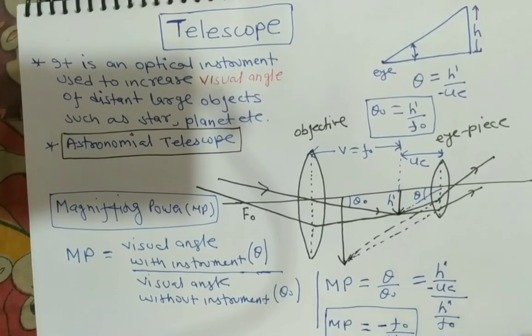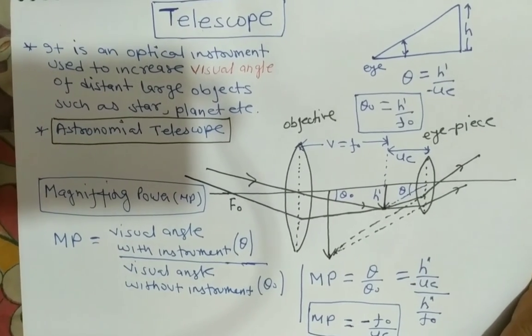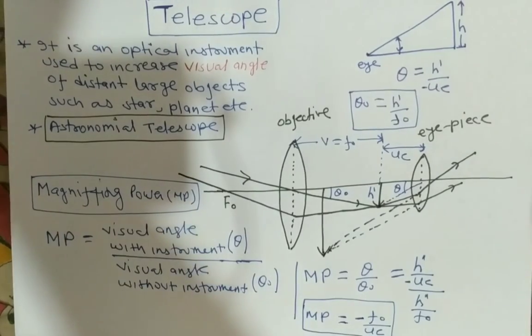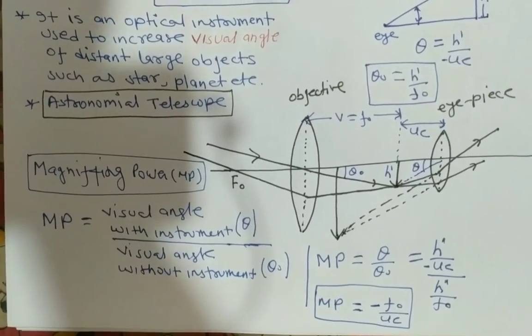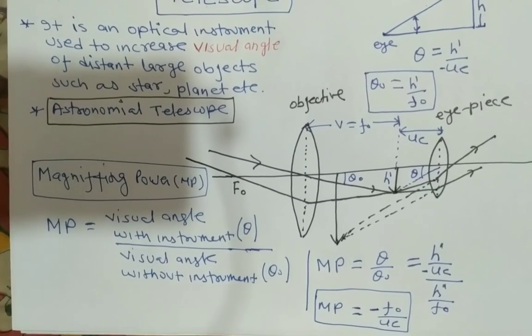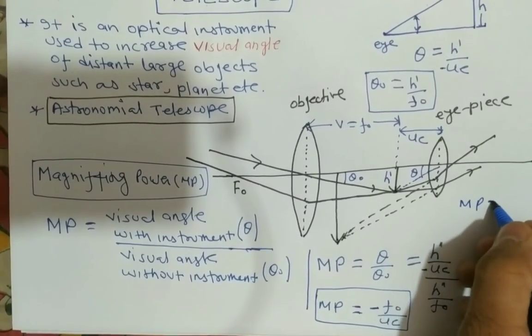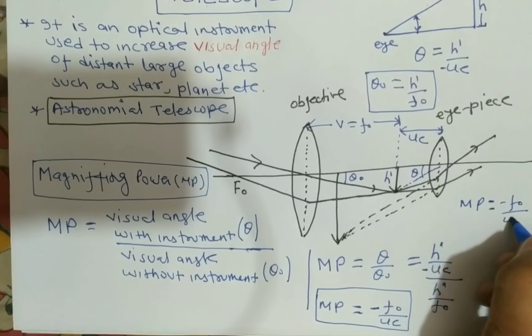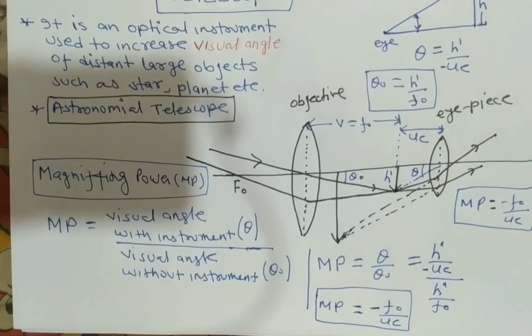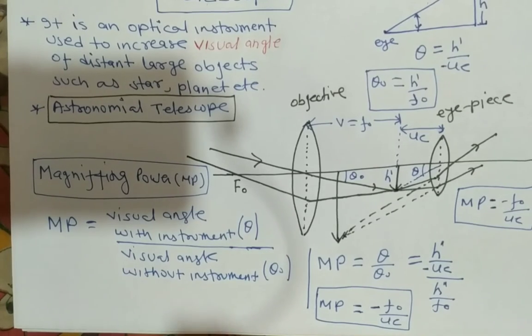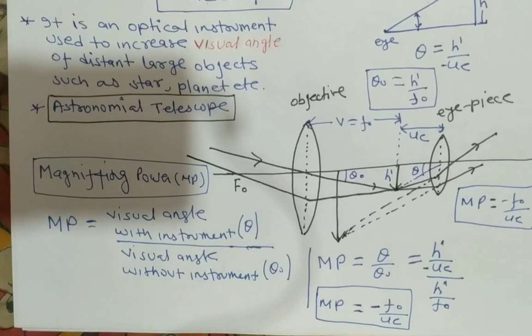So finally we can write that MP equals minus F naught upon UE. This is the final result. Now we have to derive the magnifying power for two cases, for the far point and for the near point. We have derived the magnifying power F naught upon UE.